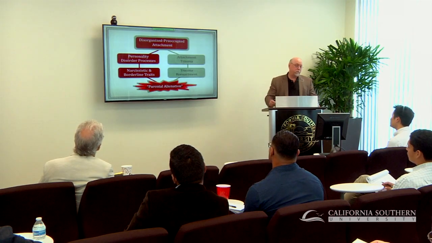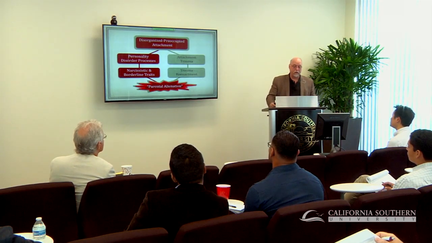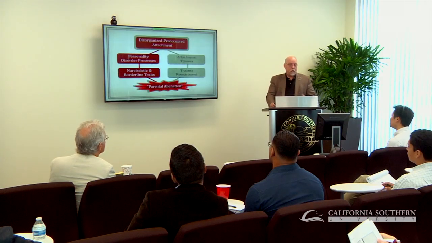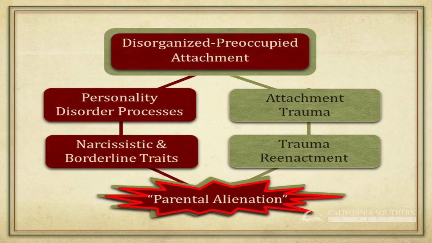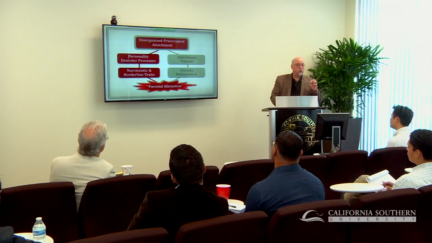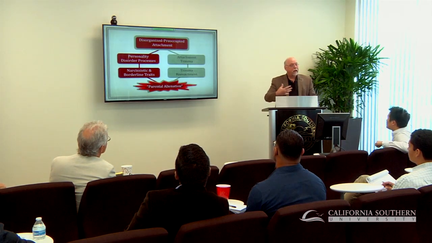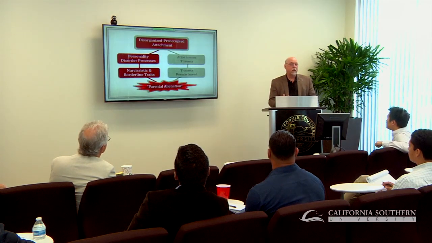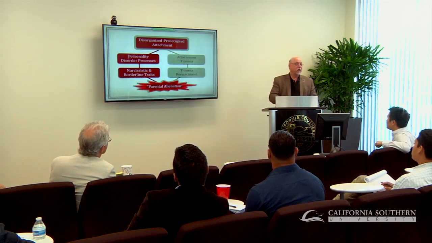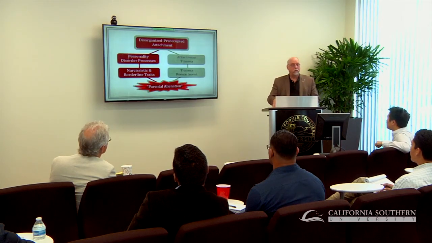And this is the overall structure of it that I will be explaining throughout the seminar here today. It starts with a disorganized, preoccupied attachment of the alienating parent that led the alienating parent to develop personality disorder pathology, centering around narcissistic borderline personality dynamics. Now, don't get too hung up on the labels or the categories, because increasingly personality disorders are being understood as having their roots in the attachment system, and they're dimensional, they're not categorical. And so don't get too hung up on the actual labels.